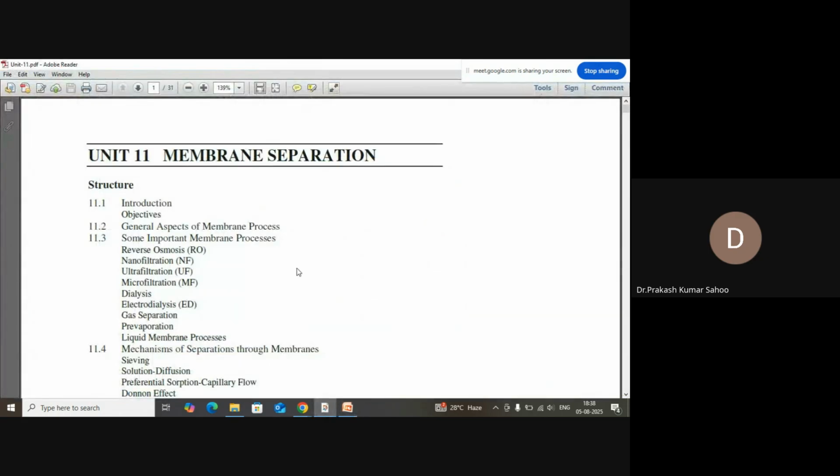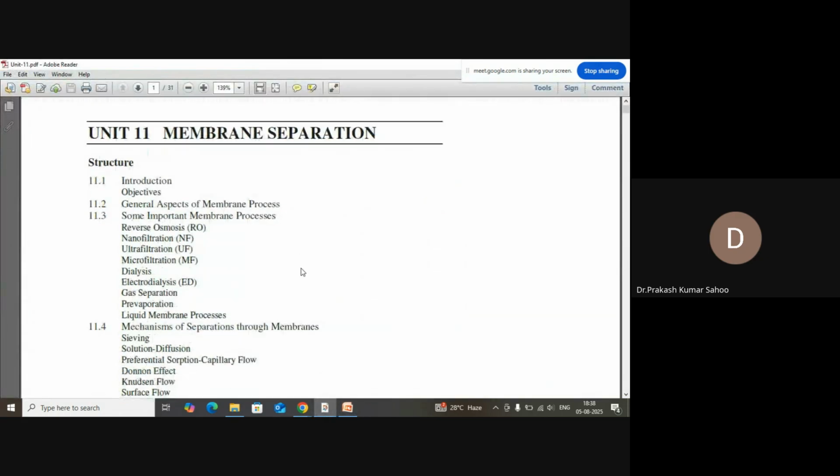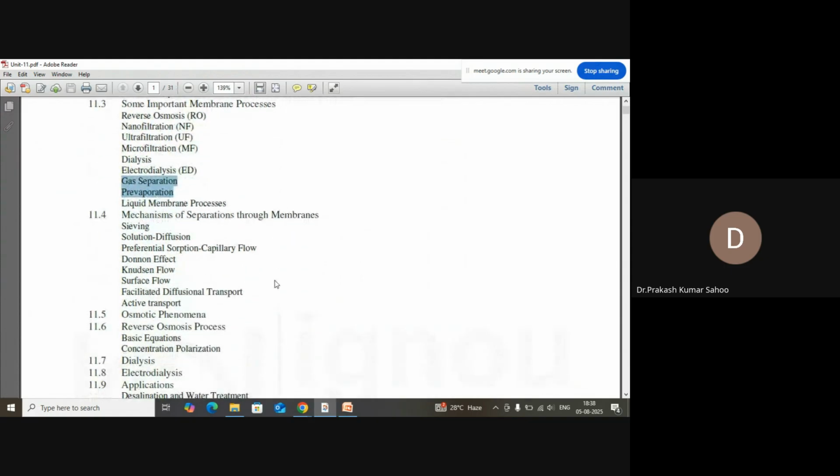So let's have the PDF. We have reverse osmosis and nanofiltration that came from -9, ultrafiltration that came from -6, and microfiltration came from -3. We have dialysis, electrodialysis, gas separation, evaporation, and liquid membrane process.